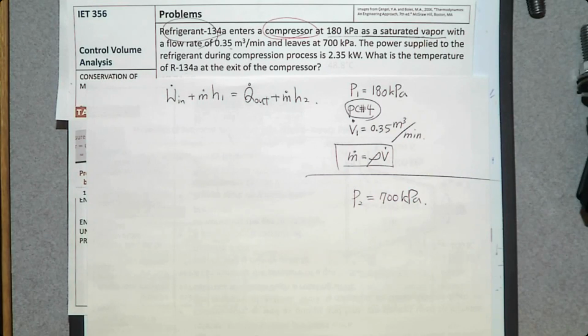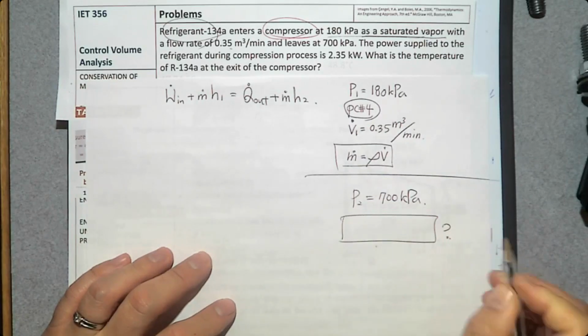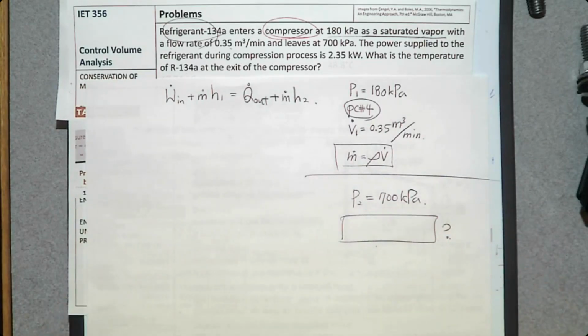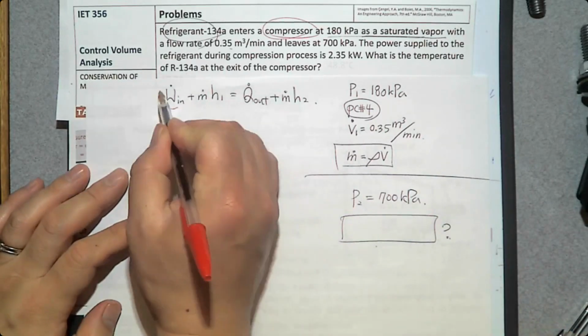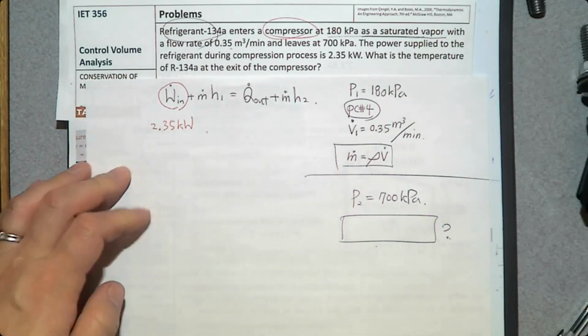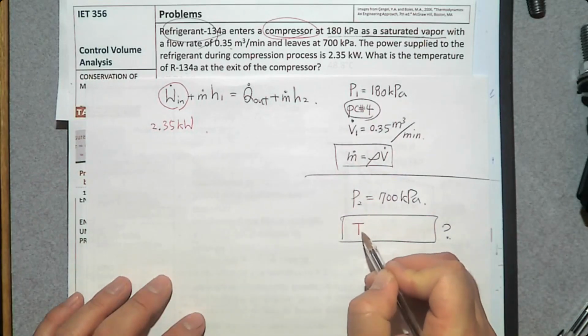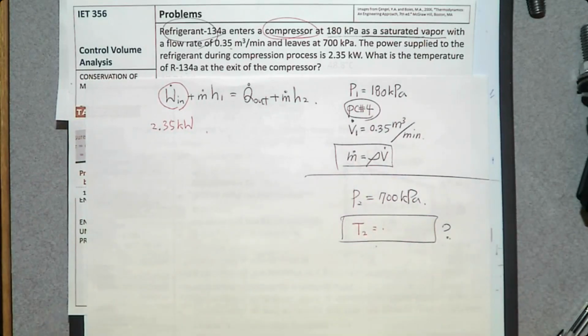That means that you need to determine something else here by using this energy balance equation. Then what is that? Let's see. So we need to determine something. And the power supplied to the refrigerant, W dot in, is 2.35 kilowatt. What is the temperature at the exit? Oh, we need to determine the temperature at the exit. Now we get the idea.